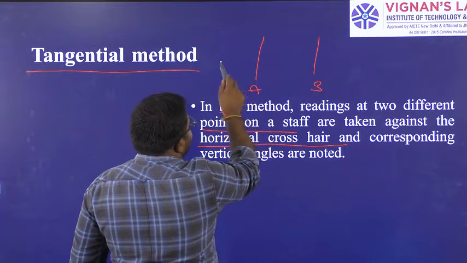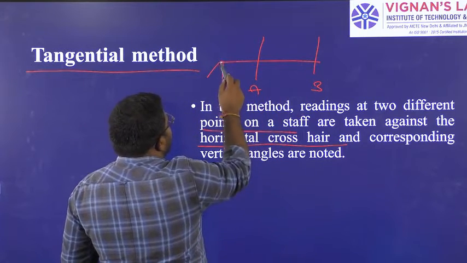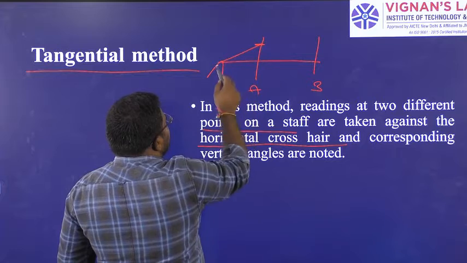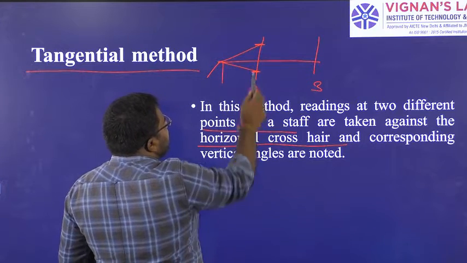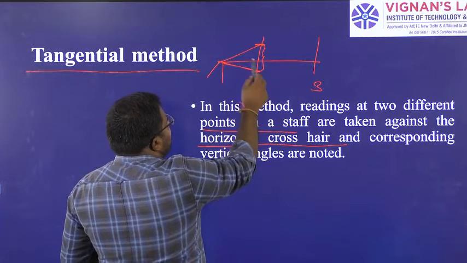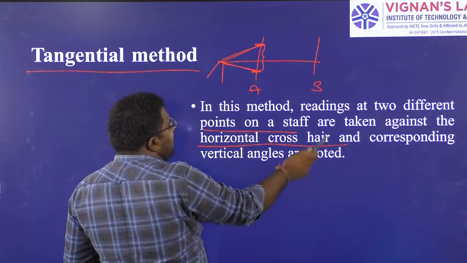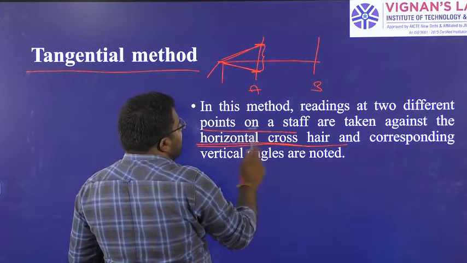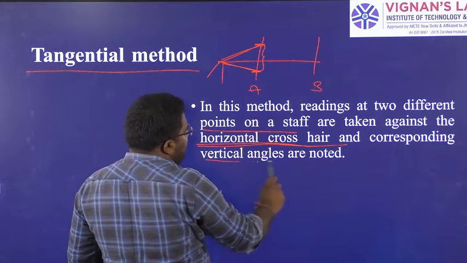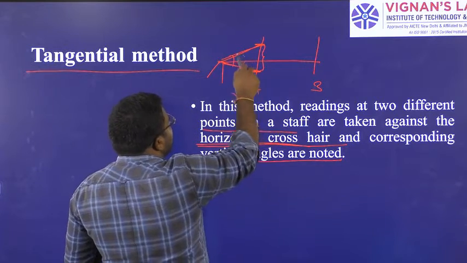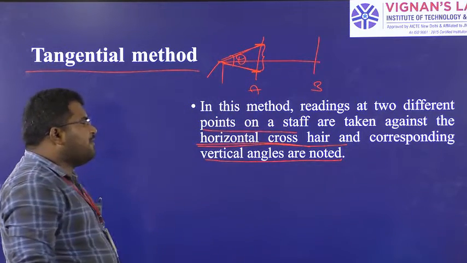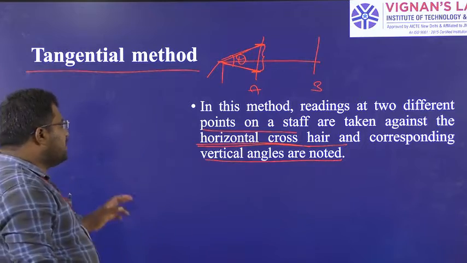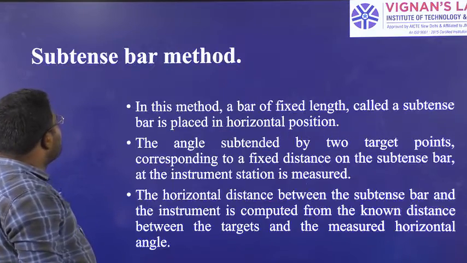The instrument will be here. One reading is here, another reading is here. So we take two readings on a staff against the horizontal cross hairs, and the corresponding vertical angles are also noted down. By using the staff intercept and theta, we calculate both the horizontal and vertical distances.